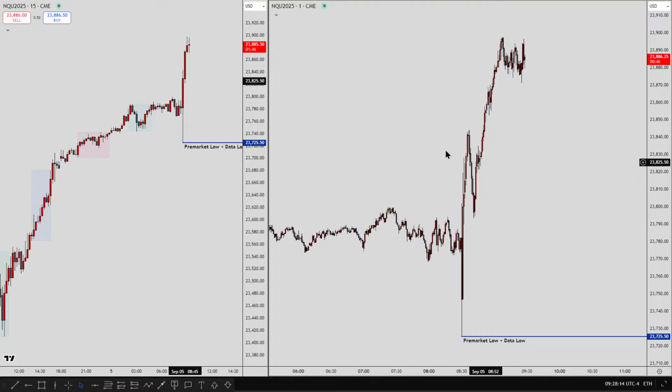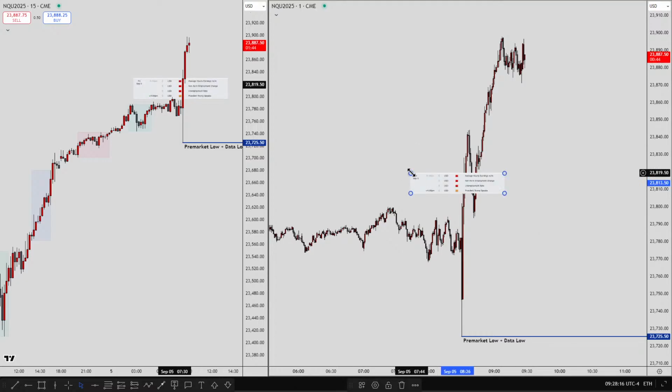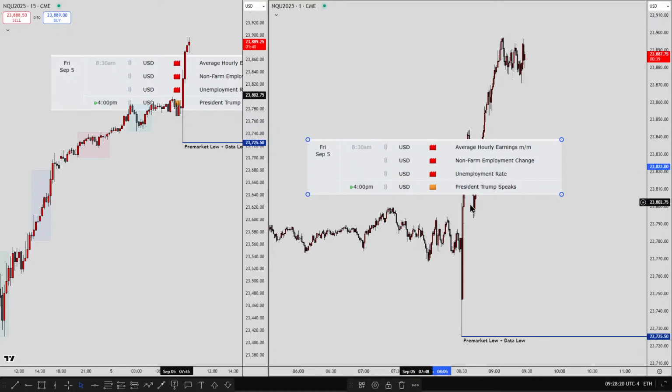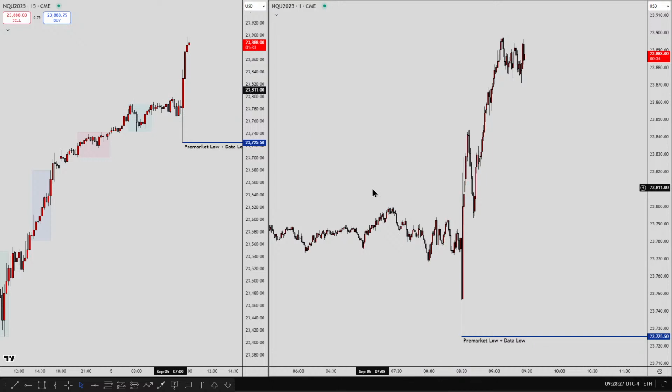How can I see when Trump is speaking? If you go to forexfactory.com, then you can get these. It's a useful economic calendar. So he's speaking at 4 p.m. today. I'll go through the website later on if you want.